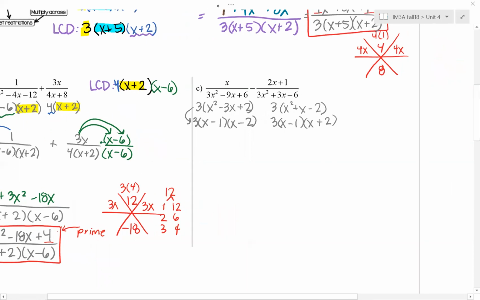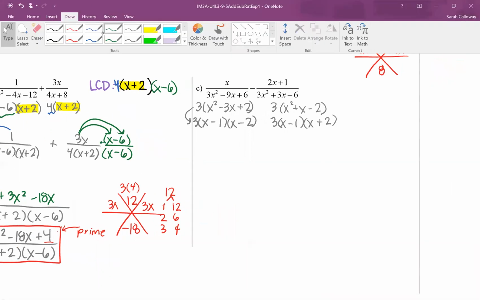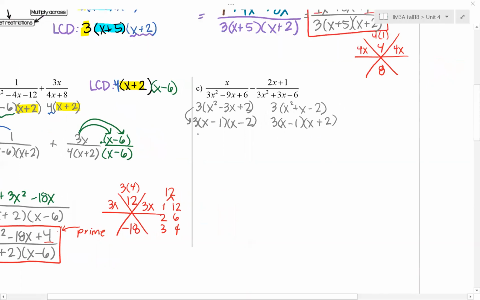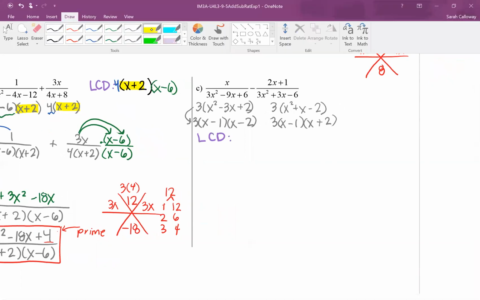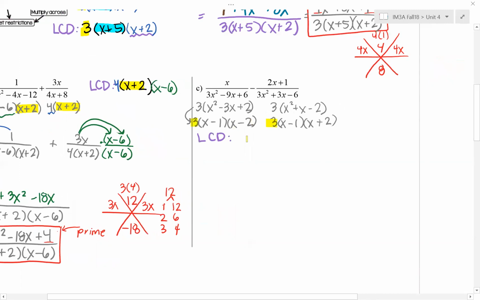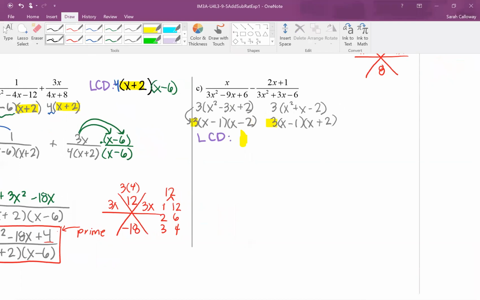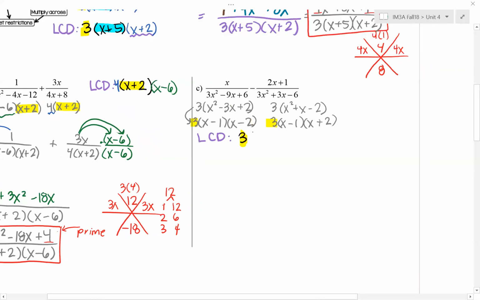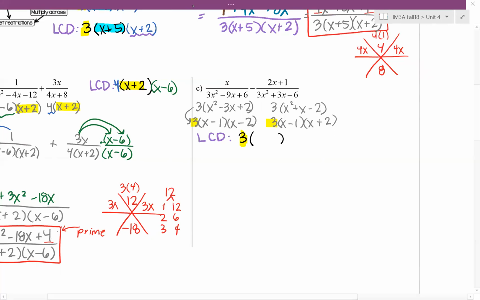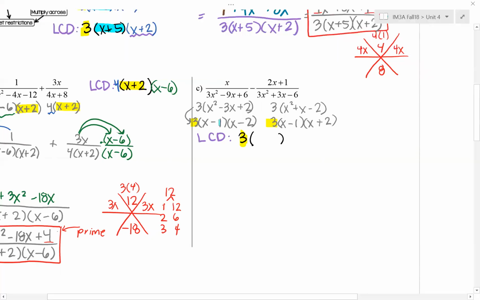So let's use these to create our LCD. Since this is so long, I'm just going to write it underneath. So the LCD is going to be, let's start with what they share. So they share a 3. So that means our LCD is going to start with a 3. And then they also have an x minus 1. So that means that our common denominator is going to have an x minus 1.